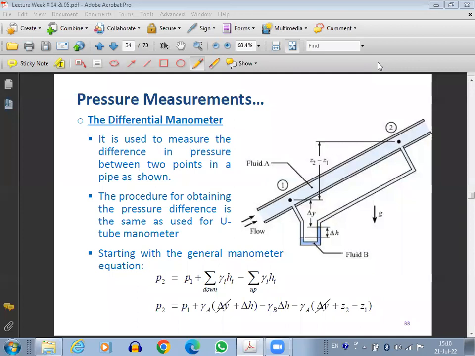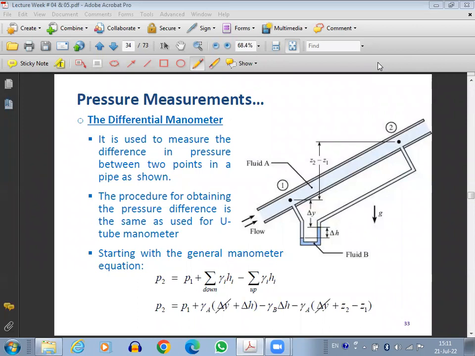Previously, we were discussing different pressure measurement devices. First we discussed the piezometer tube. The piezometer tube is one measurement device, but it has certain disadvantages and limitations, which we discussed before.